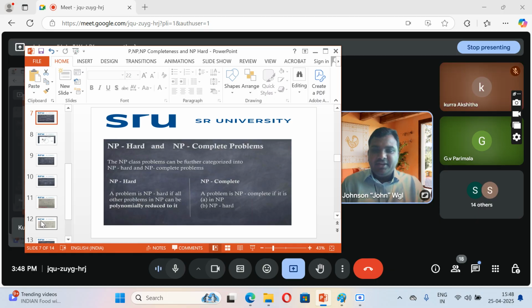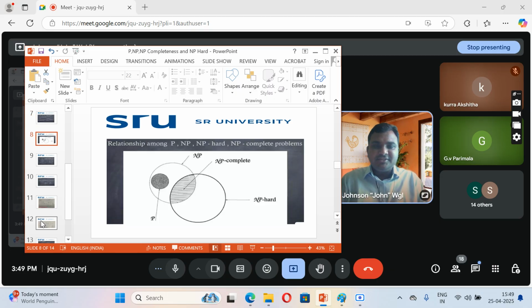A problem is NP hard if all other NP problems can be polynomially reduced to it. Example, the first non-deterministic problem converted to deterministic is reducible, the second one also, and the third one also. If you are converting non-deterministic to deterministic, we call this type NP hard. Then what is NP complete? NP complete is the union of NP and NP hard.